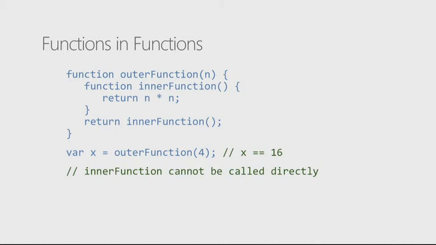So if you say variable x equals outer function 4, then ultimately the returned value is going to be 16 because 4 times 4 will equal that. But I can't access that inner function directly. So again, think of that inner function going back to the analogy with the car. That's your engine. That's an engine component inside of this other object, this other function.